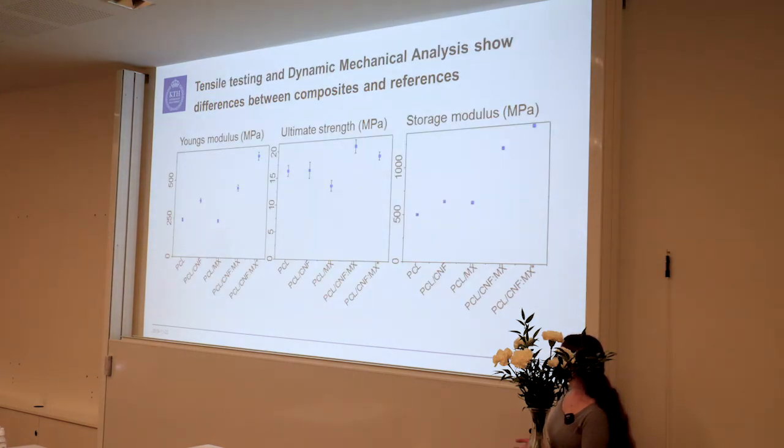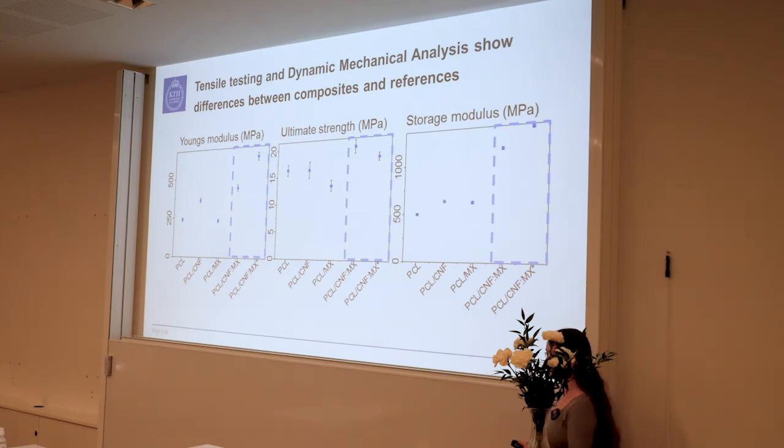And just to give you a short feel for the mechanical properties of the composite material, I wanted to show you a few graphs from mechanical evaluation. The samples highlighted by the box are the composite samples. The difference between the two composites is just that we had more radical initiator in one of them, so likely a higher number of covalent bonds between MX and PCL in this composite. But as you can see, the Young's modulus, the ultimate strength, and the storage modulus were all increased for the composite samples compared to the reference samples.